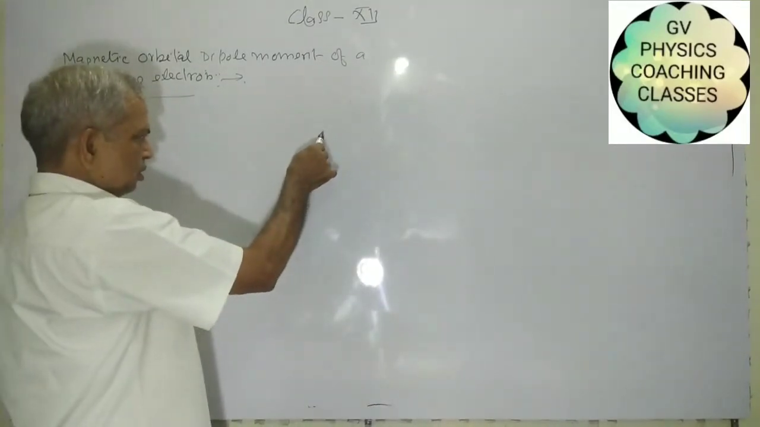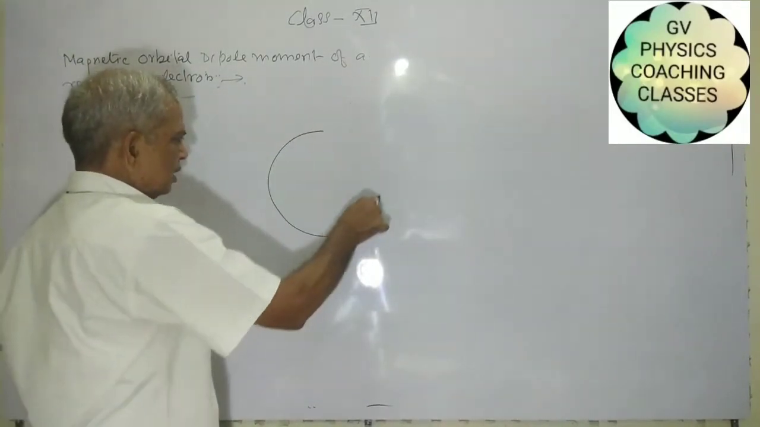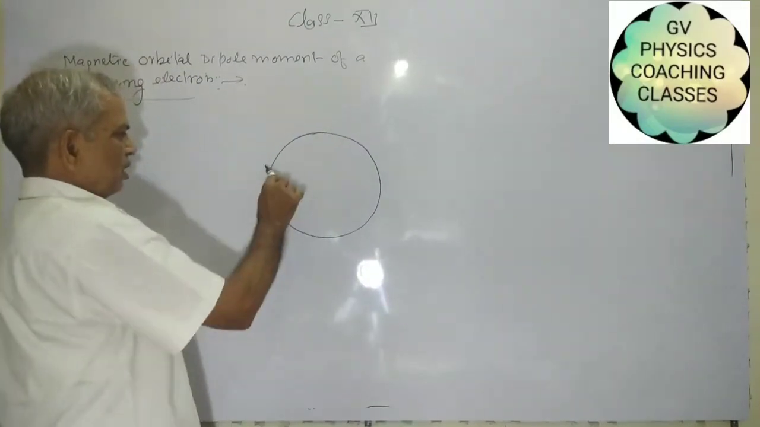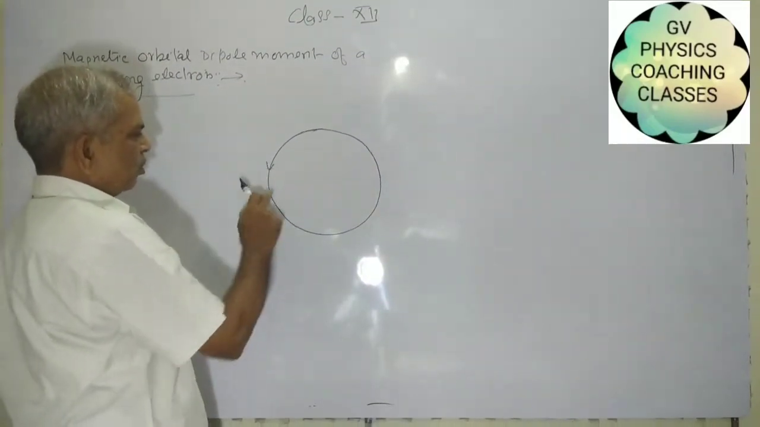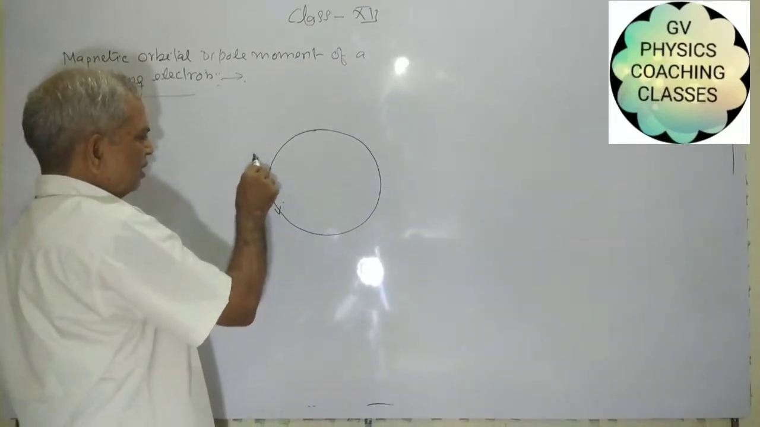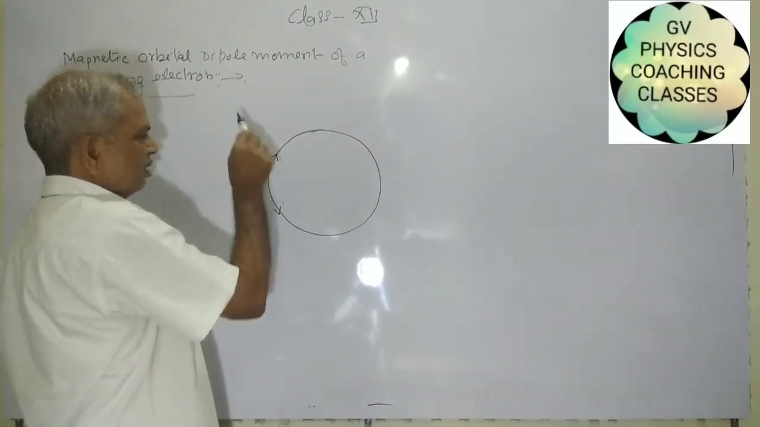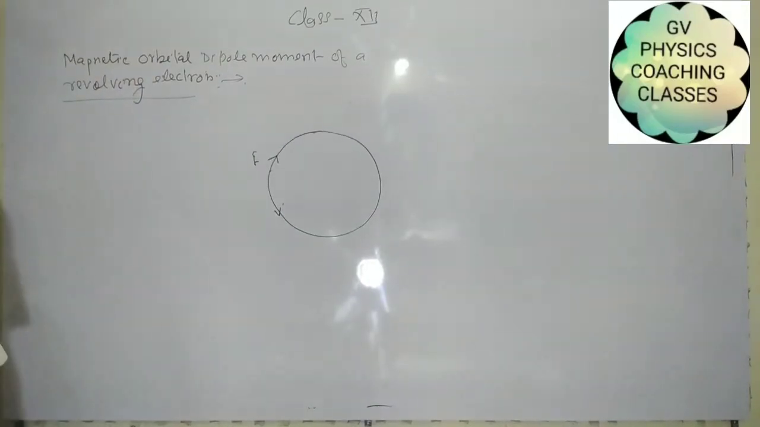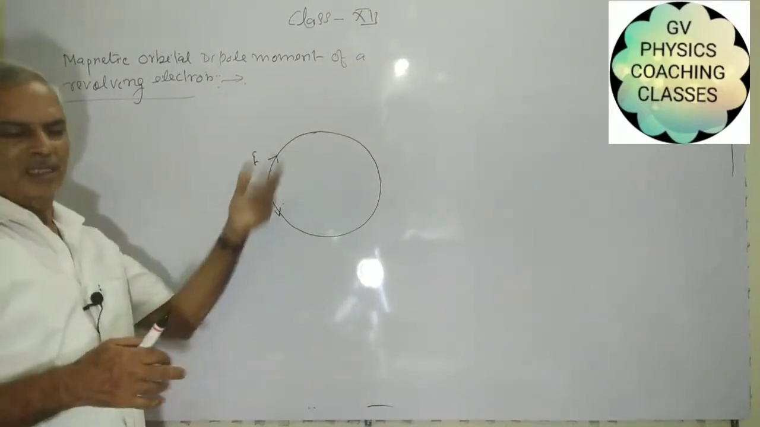The electron in the orbit moves anti-clockwise. Then the direction of the current is clockwise. The direction of the motion of the electron is just opposite to the direction of the current.